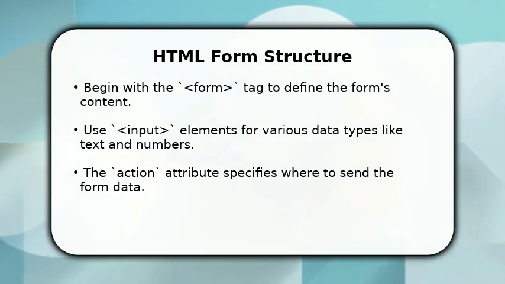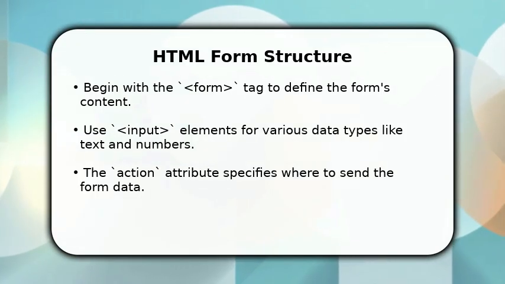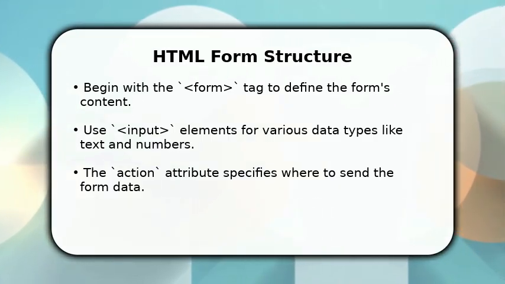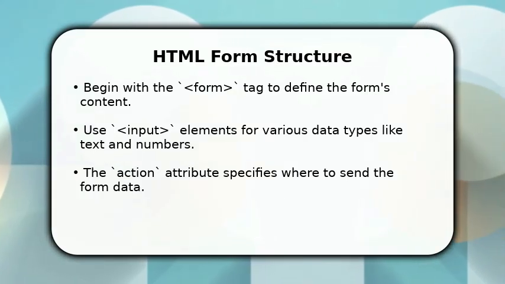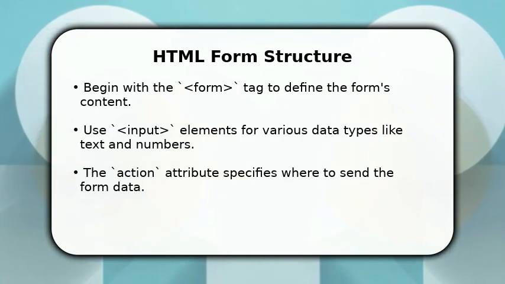Every form begins with the form tag, which acts as a container for all your input fields. Inside, you'll use input elements for collecting different types of user data, such as text or numbers. Remember to set the action attribute to define the submission destination and the method attribute, usually get or post, to specify how data is sent.